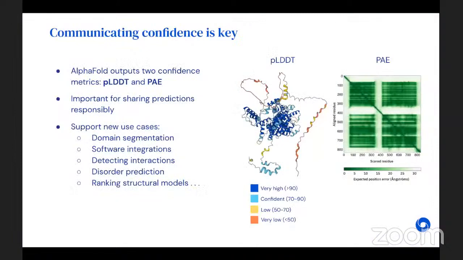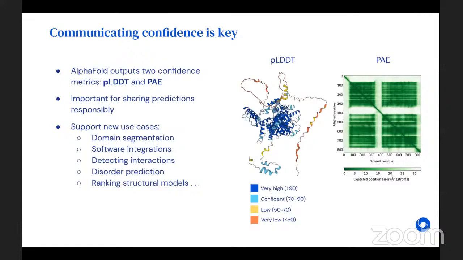Let me give you a few lessons from this. Maybe the most interesting thing for me as a machine learning researcher was that communicating confidence is key. The typical machine learning model we build in computer vision or natural language will not communicate confidence at all. You get something, but it's usually wrong and you don't care, basically.